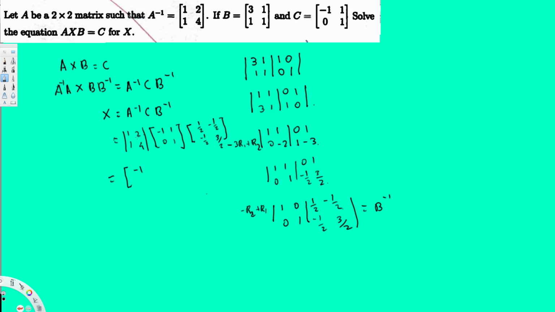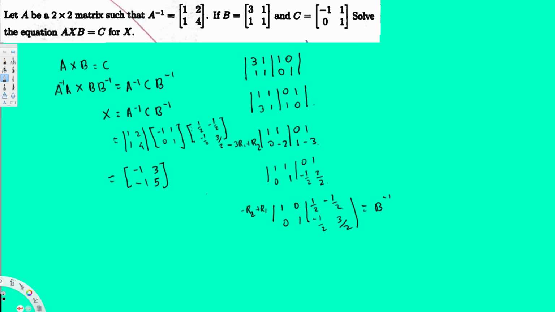And first row, second column is going to be 1 times 1, which is 1. 2 times 1 is going to be 2. 2 plus 1 is going to be 3. Then the second row, first column is 1 times minus 1, which is minus 1. Then 4 times 0 is going to be 0. Therefore, it's going to be minus 1. Then second row, second column is going to be 1 times 1, which is 1. 4 times 1 is going to be 4. 4 plus 1 is going to be 5.